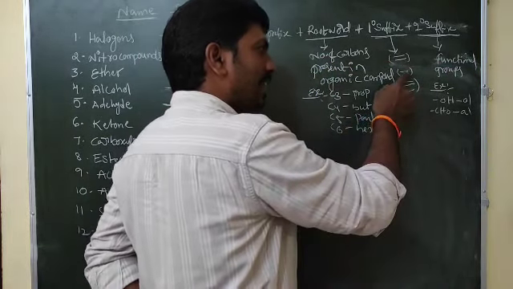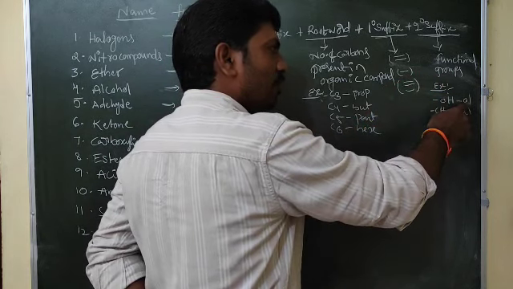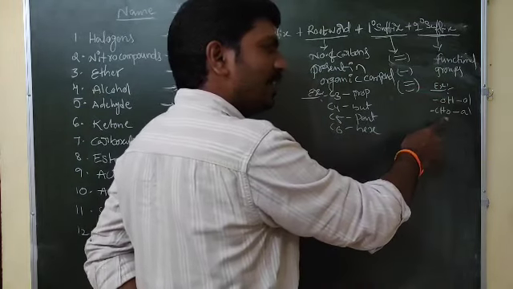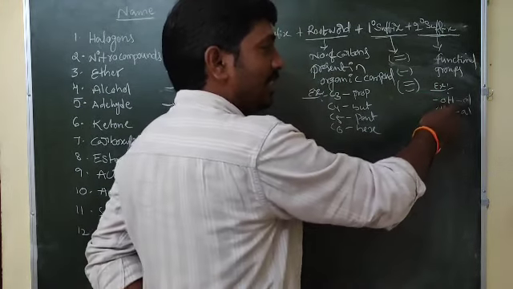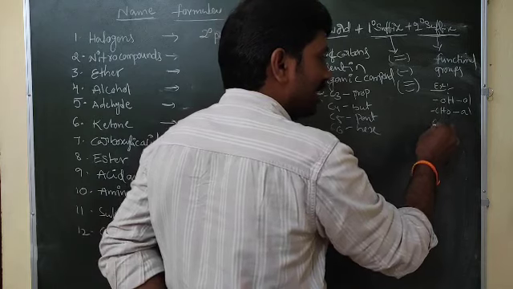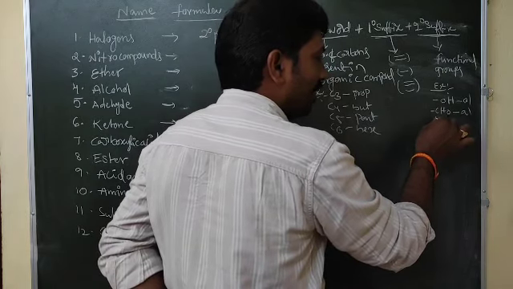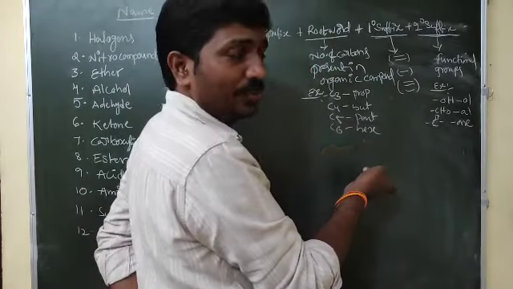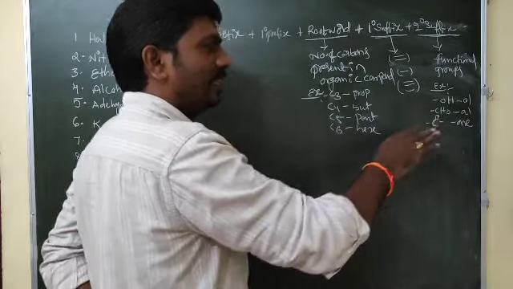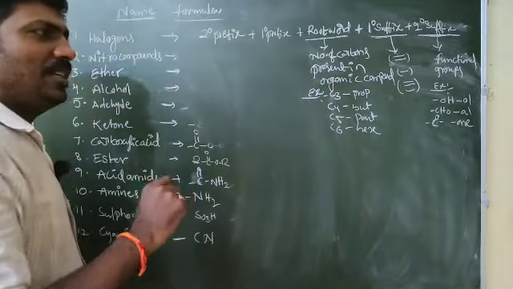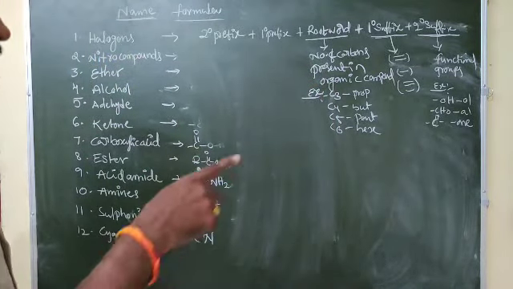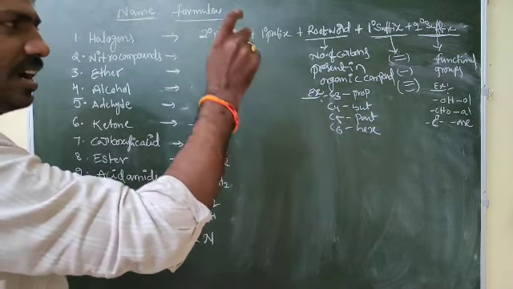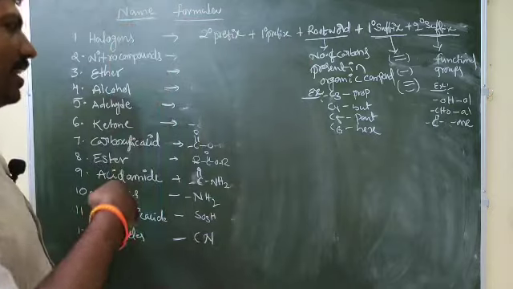So hexane, and we add OL instead of E, giving hexanol. If it is a ketone, with C double bond O, the ending is ONE, hexanone, like that. Okay, understood? This is based on the functional group. We write it as the last name, the secondary suffix. Before that comes unsaturation, and the root word tells how many carbon atoms.